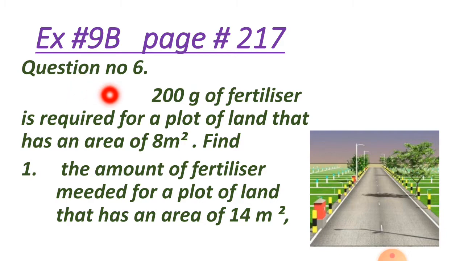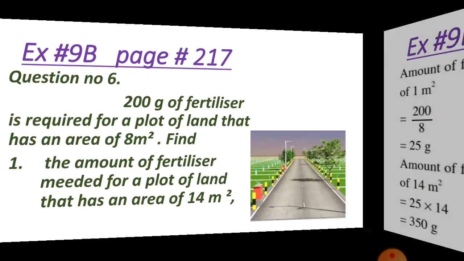Question number 6. 200 g, that is gram, of fertilizer is required for a plot of land that has an area of 8 meters square. First of all, we have to find the amount of fertilizer needed for a plot of land that has an area of 14 meters square. This question is about the plot of land, and we have to find the area.